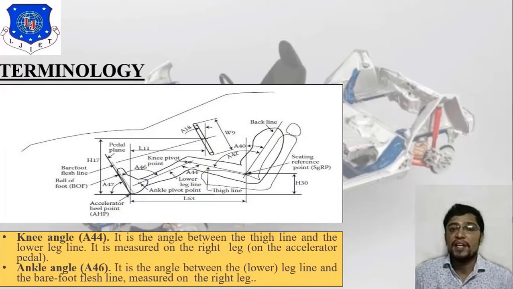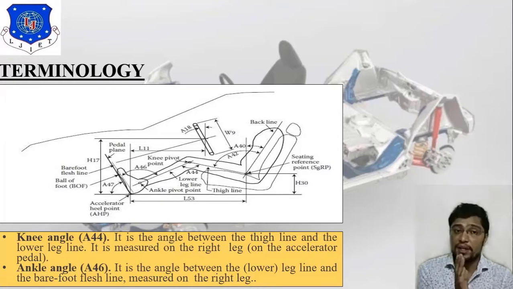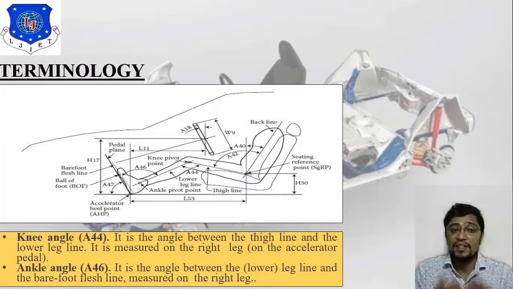Next is knee angle and ankle angle, right? First of all we discuss the knee angle. Knee angle is A44. At the center part you can find the A44 knee angle, or knee pivot point. So what is knee angle, right? It is the angle between the thigh line, as you can find in the image, and the lower leg line. It is measured on the right leg.